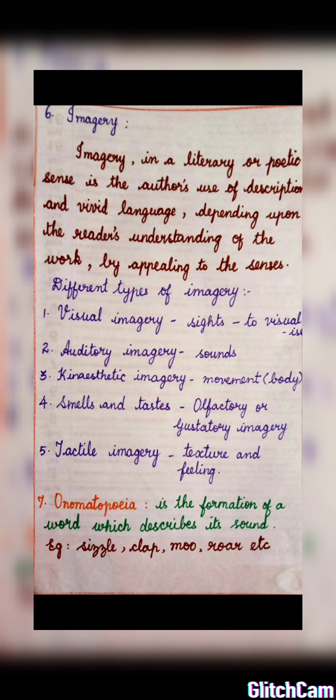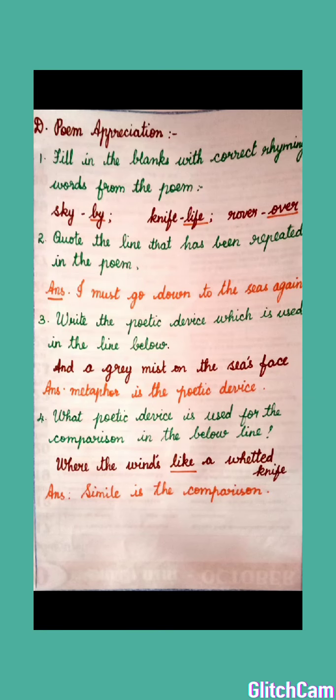Now let me explain to you the poem appreciation, which is given on page 96. All those who have got the textbooks, you can see it in the textbook on page number 96, or else I will take a photocopy and send it to you through WhatsApp. Let us learn the poem appreciation. First one, fill in the blanks with correct rhyming words from the poem. The questions given are sky, knife and rover. Let me show you the poem lines.